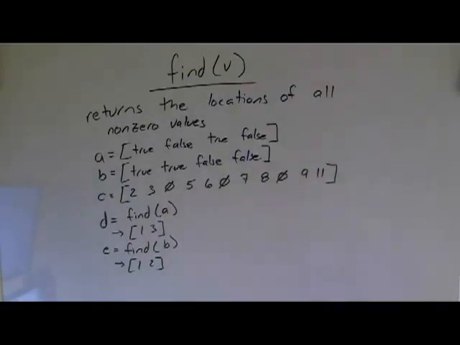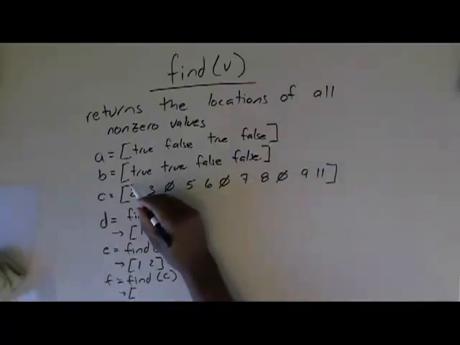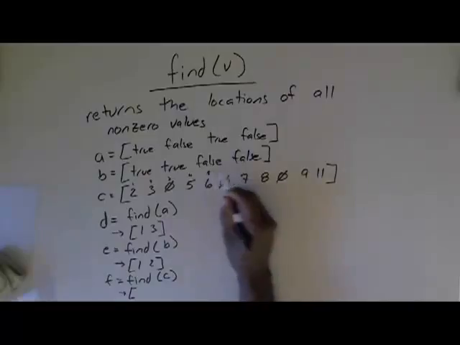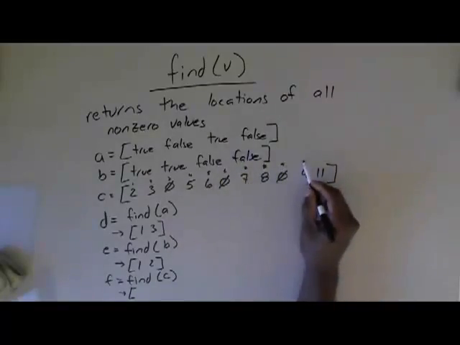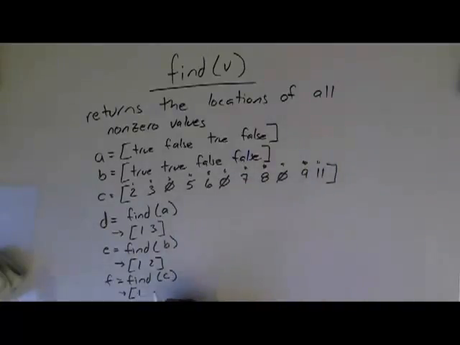Now let's see it work on numeric vectors. If I do, I think I can fit this one in here. Find, oops, yeah, F equals find C, which is asking where are the non-zero values in C. Well, that's going to give us the vector. Remember the locations. So this is location 1, 2, 3, 4, 5, 6, 7, 8, 9, 10, 11. So this will give us 1, 2, 4, 5, 7, 8, 10, and 11. Remember, these are the indices. These are the locations of the non-zero values. So you're going to get that as an answer.